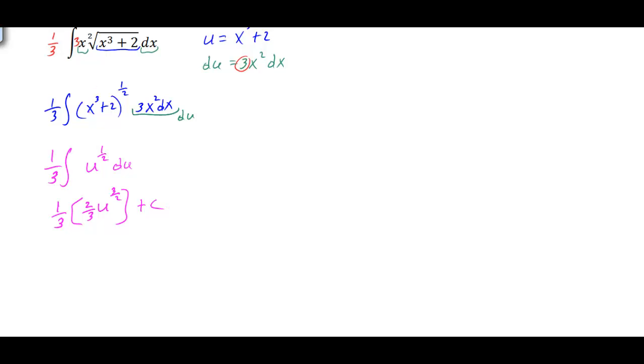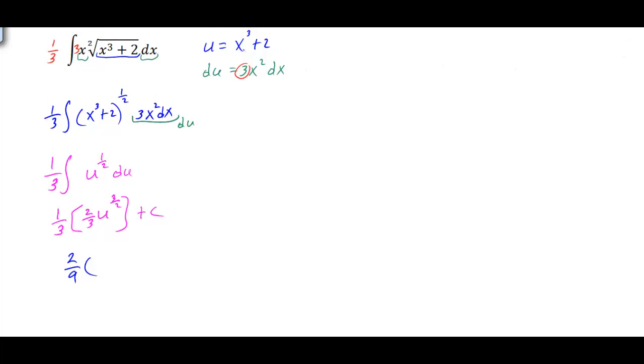Then your final step is we want to resubstitute back in the variable. In this case, 1/3 times 2/3 would be 2/9. And our u up here is x cubed plus 2, and that's raised to the 3/2 power plus our constant. So here we have our answer.